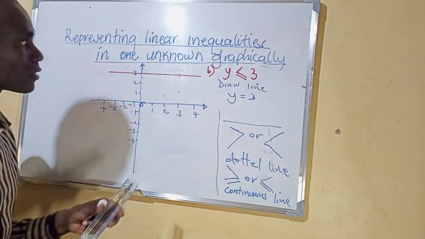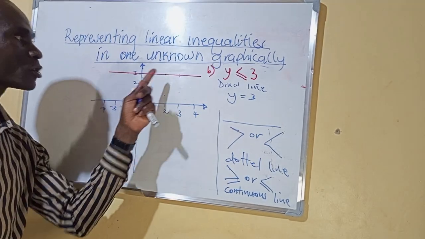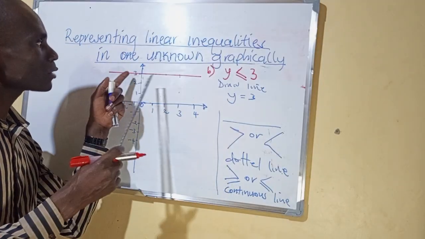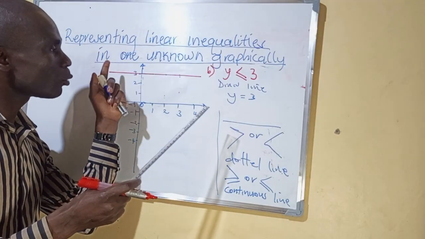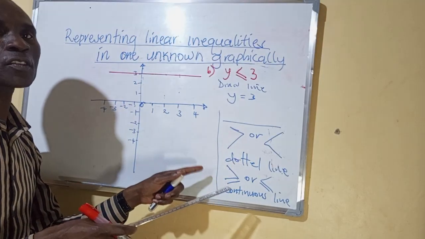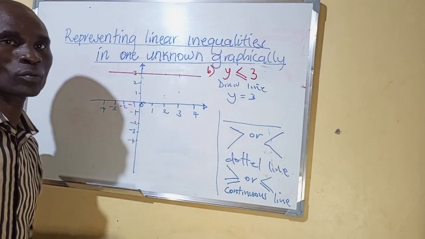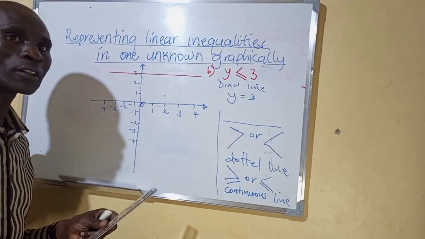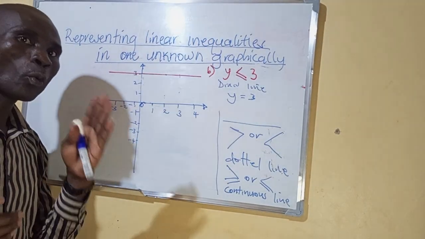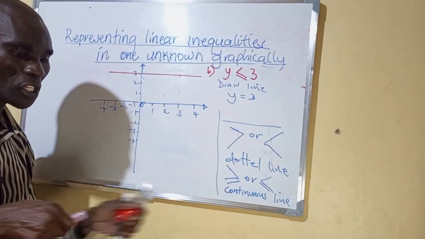So what do we do in this case? We said this is the line that we have to draw, and it is continuous. Why is it continuous? Because the y value is part of the solution. It will be part of the solution because we have an equal to. Now, next is to know how to shade it. Which side will you shade?